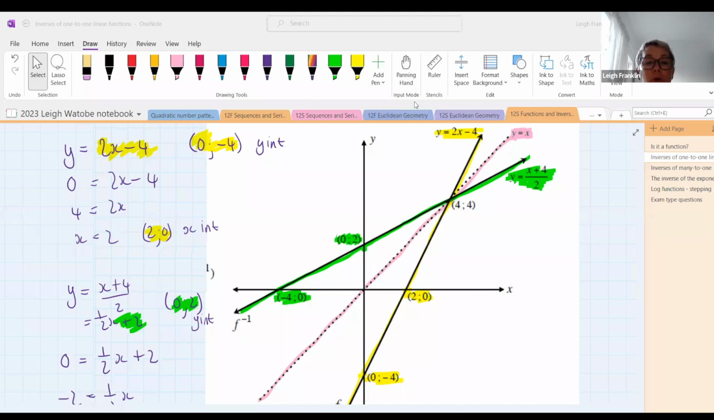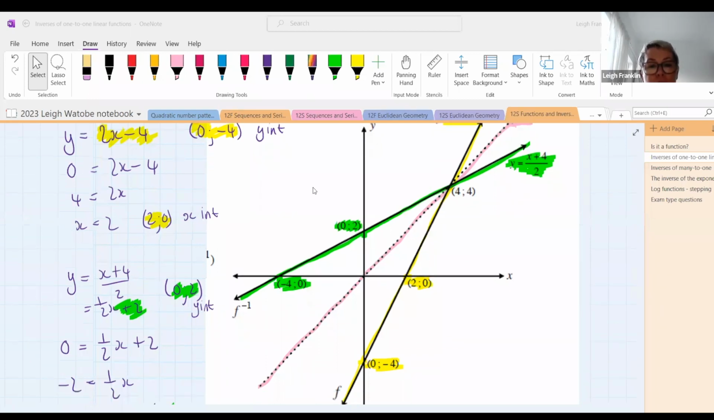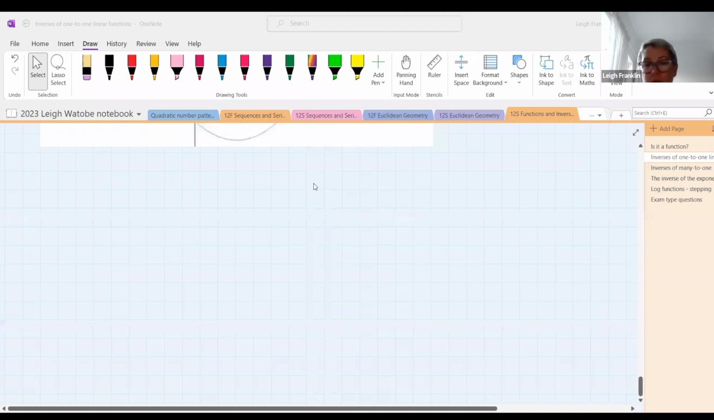All right. Okay. So let's go. Nice. So let's go and have a look at a line that goes through the origin, which will be a little bit more difficult. Okay. Where to? What's your question?